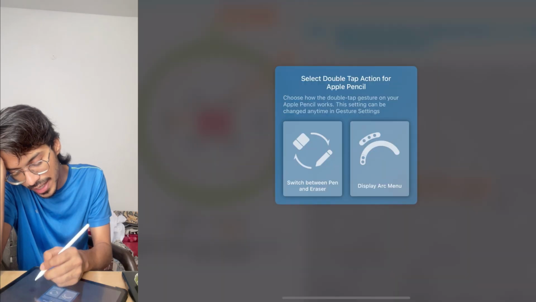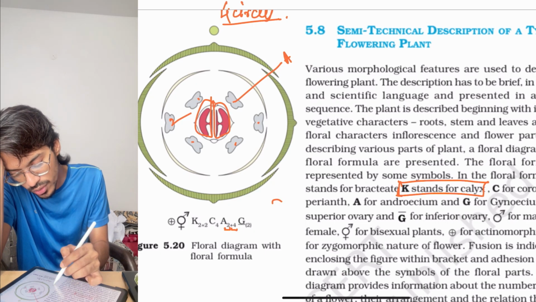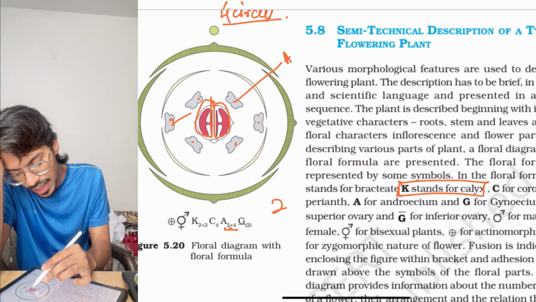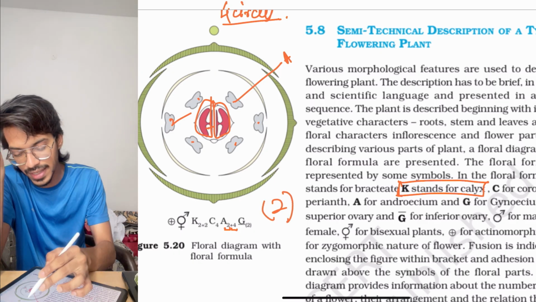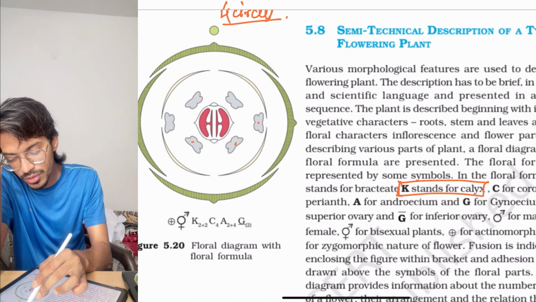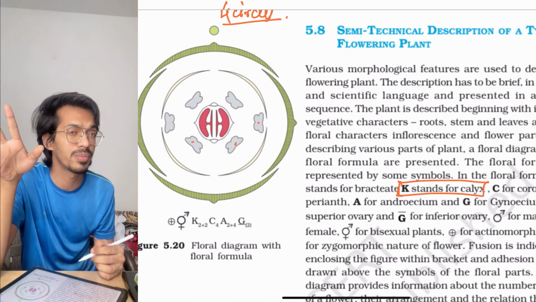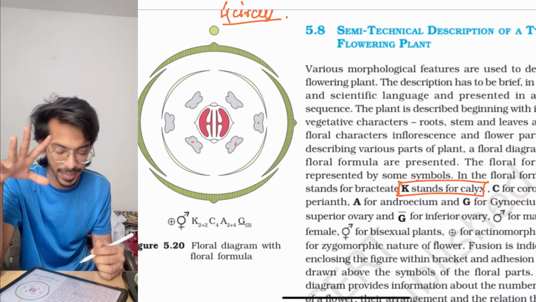Then inside it is the gynoecium. If you see the gynoecium, there is a 1, 2. So 2 carpels are present, but they are attached. For attached, we write it like a bracket, inside it, the bracket. And the next thing that you solely have to remember is what kind of ovary it is, whether it is hypogynous, perigynous or epigynous.